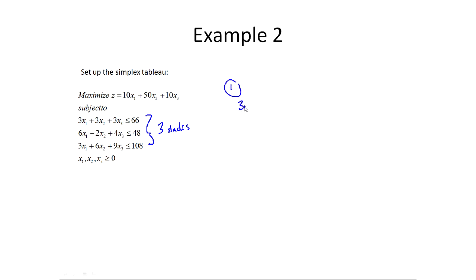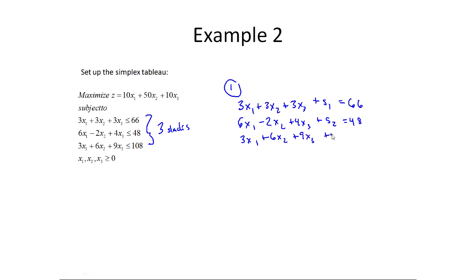For the first constraint, I got 3x1 plus 3x2 plus 3x3 plus s1 equals 66. For the next one, I got 6x1 minus 2x2 plus 4x3 plus s2 equals 48. And then finally, I got 3x1 for the third, plus 6x2 plus 9x3 plus s3 equals 108. And then remember, you need to rewrite your objective function. So I got minus 10x1 minus 50x2 minus 10x3 plus z equals 0.